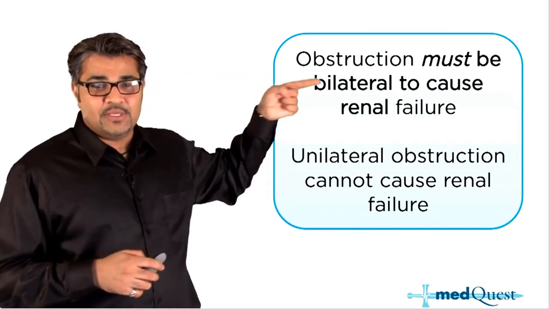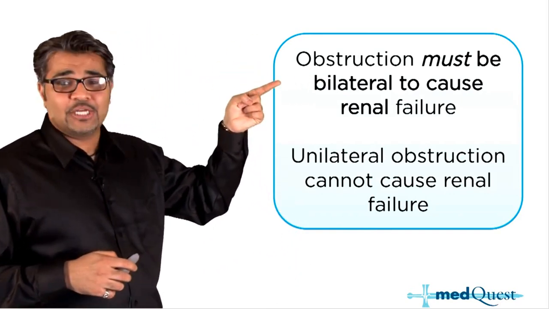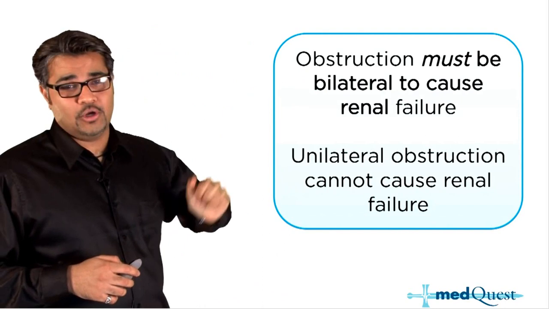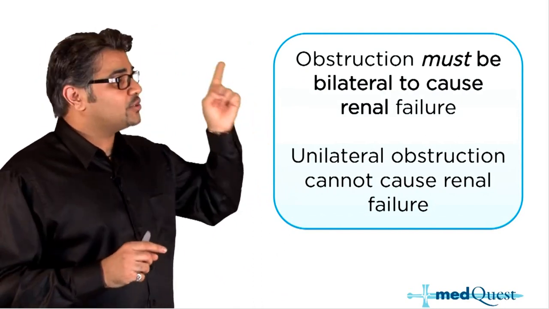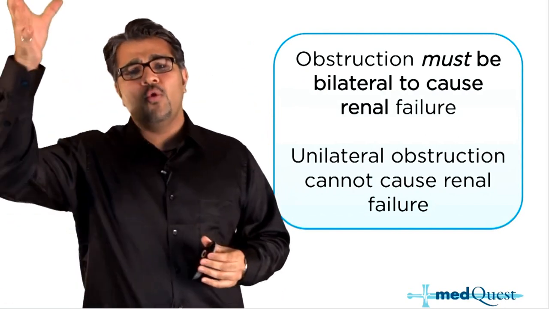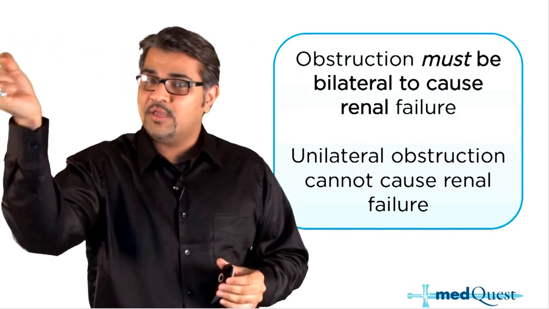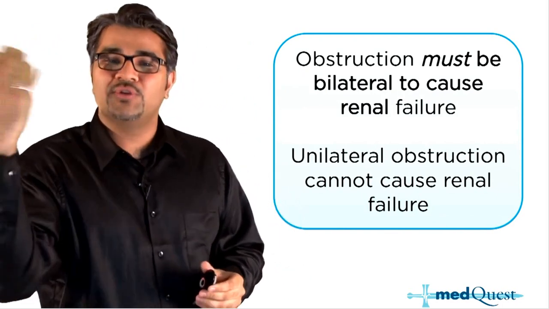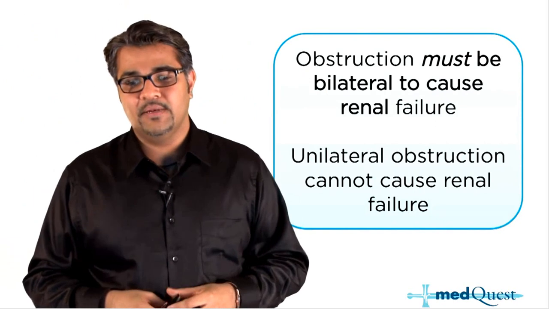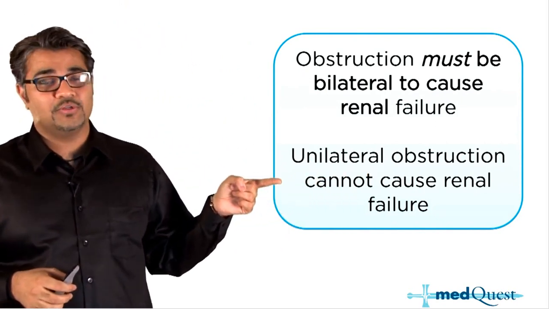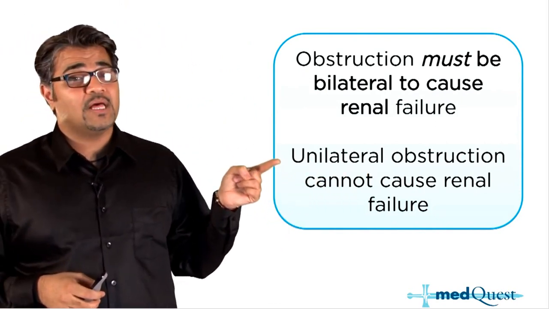Now here's something that you guys have to remember. Obstruction must be bilateral to cause renal failure. That's right. Obstruction must be bilateral, because if one kidney is not working well, the other one still works, so you still clear out BUN and creatinine. A unilateral obstruction cannot cause renal failure. So your BUN and creatinine will not be affected.